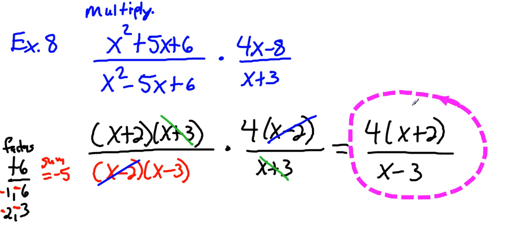And now somebody may be asking, do we have to multiply the 4 times the x plus 2? No, you don't have to. You can leave it just like that. If you multiplied it out and made it 4x plus 8, it should still be okay. They should take either answer on that part of it.